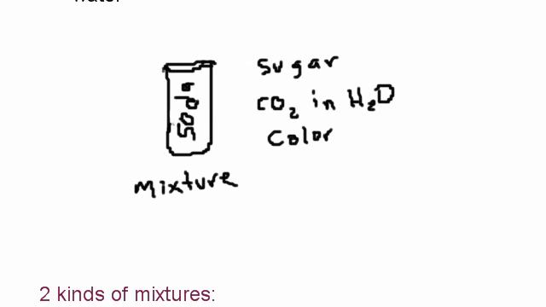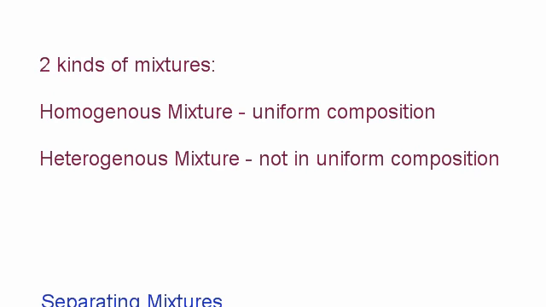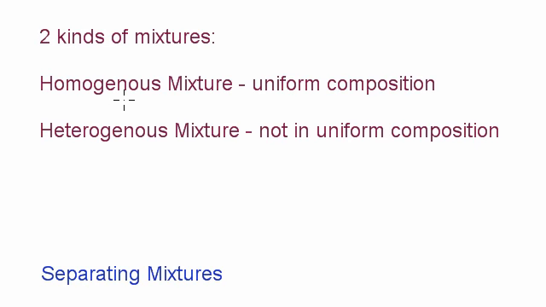Okay, let's continue. Now there's two kinds of mixtures. One type is called a homogeneous mixture and the other one is the heterogeneous mixture. A homogeneous mixture is a type of mixture with a uniform composition. What that means is that when you mix those substances together, they're going to mix in a way that they become one. So let me go up here and show you what I mean by that.